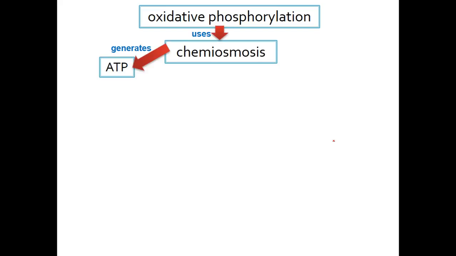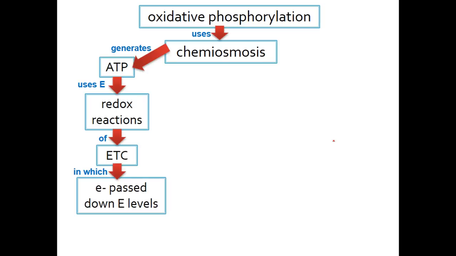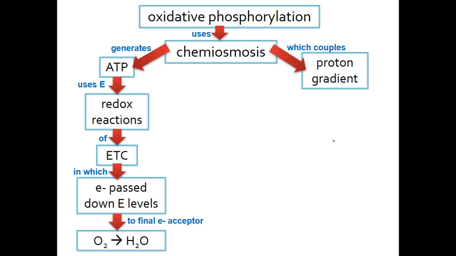Okay, so oxidative phosphorylation is just another way to break it down. It uses chemiosmosis. Chemiosmosis generates ATP. ATP uses up redox reactions of the electron transport chain, in which electrons are passed down energy levels to a final electron acceptor.